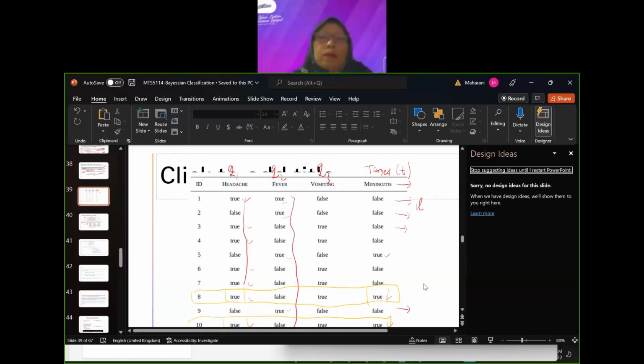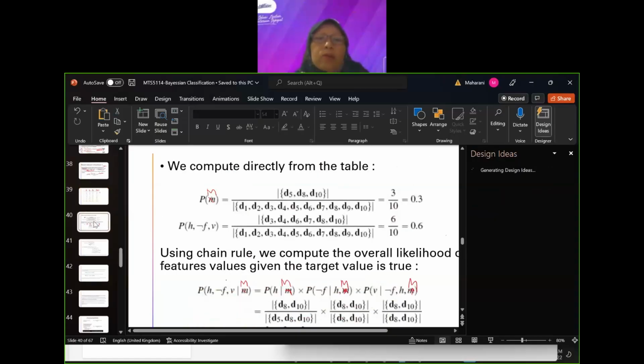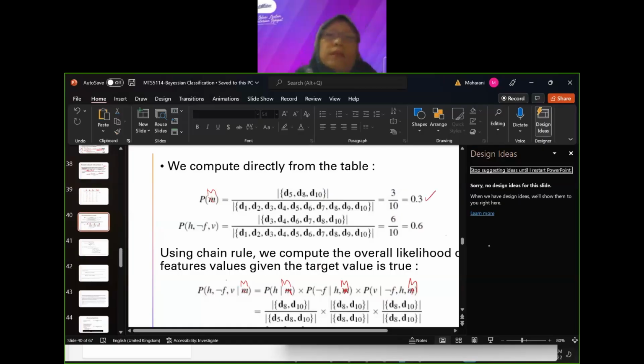Just like yesterday, we find the number of true values: 1, 2, and 3. So P(M) equals 3 over 10. This one is very easy. Now the second one. We have 3 conditions: H, non-F, and then V. So this one is false, non-F.